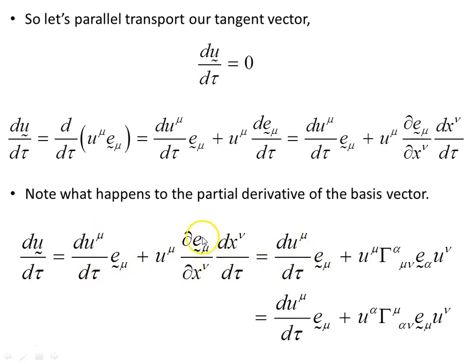Now this object here is the affine connection, or the Christoffel symbol of the second kind, times the basis vector. So this object here is equal to all of this bit in here. Now expanding that out, we've got that.